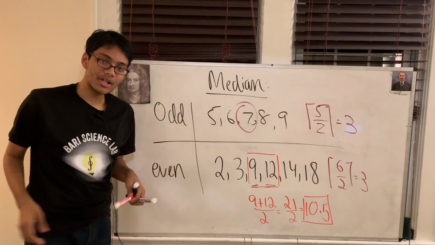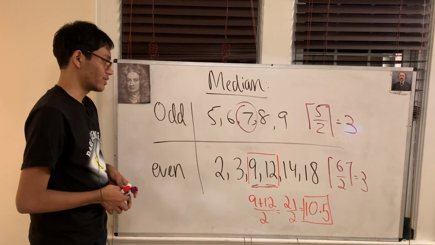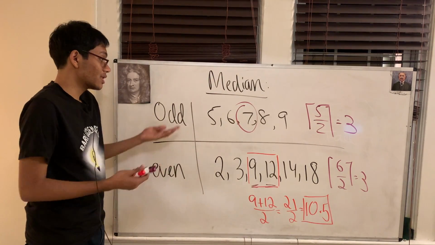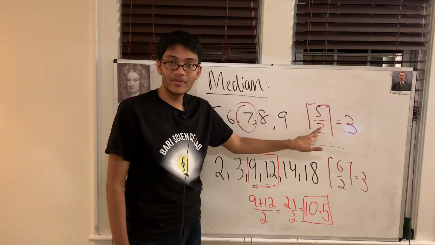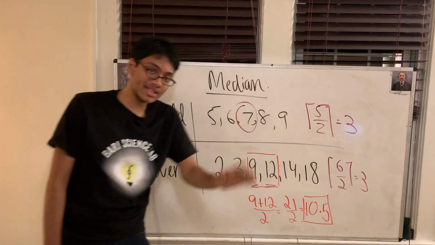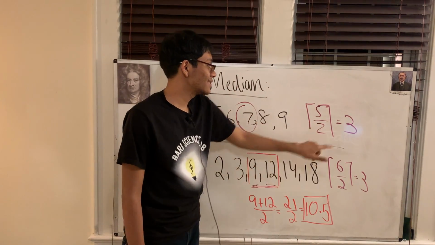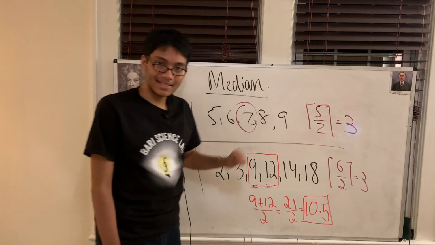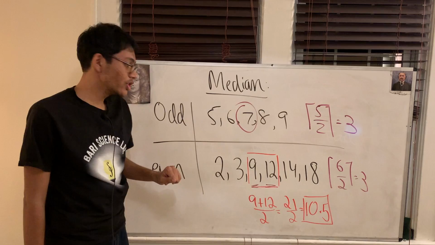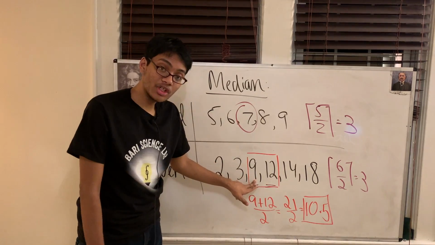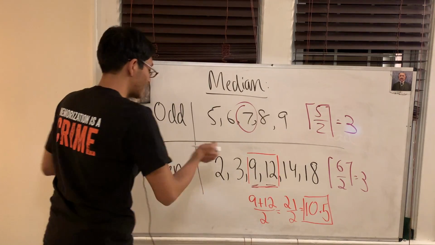And that, folks, is how you calculate the median for an odd number of numbers and an even number of numbers. For an odd number of numbers, you just look at the value that's a half of however many values you have. So for example, if you have 5 data values, take its half, take the ceiling, look at that number, and that's going to be your median. If you have an even number of numbers, just take the average of the n/2 and the n/2 plus 1 data value.